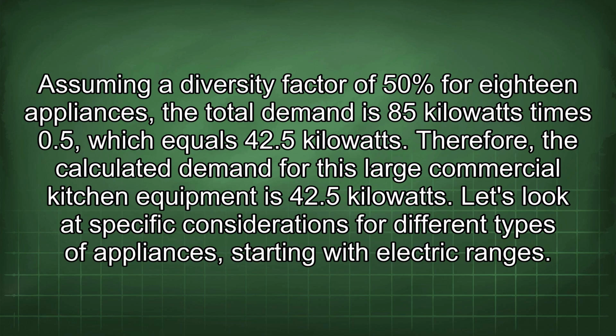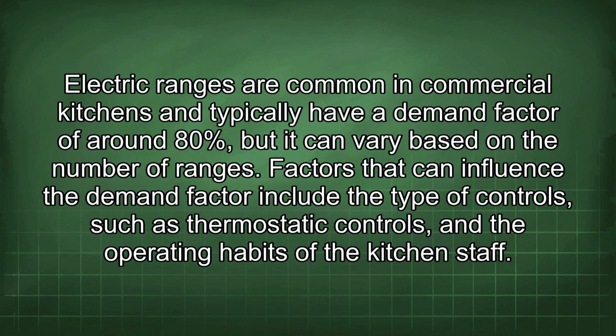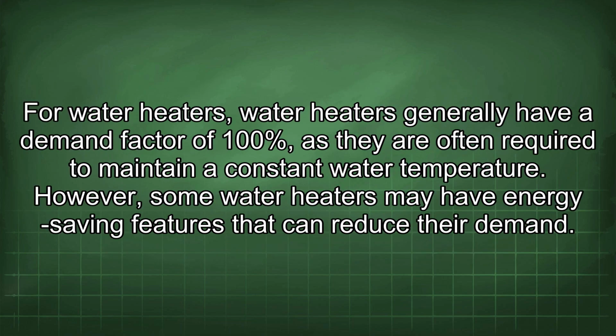Let's look at specific considerations for different types of appliances, starting with electric ranges. Electric ranges are common in commercial kitchens and typically have a demand factor of around 80%, but it can vary based on the number of ranges. Factors that can influence the demand factor include the type of controls, such as thermostatic controls, and the operating habits of the kitchen staff. Water heaters generally have a demand factor of 100%, as they are often required to maintain a constant water temperature. However, some water heaters may have energy-saving features that can reduce their demand.